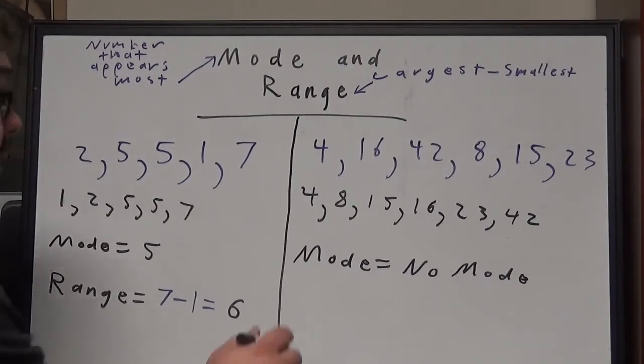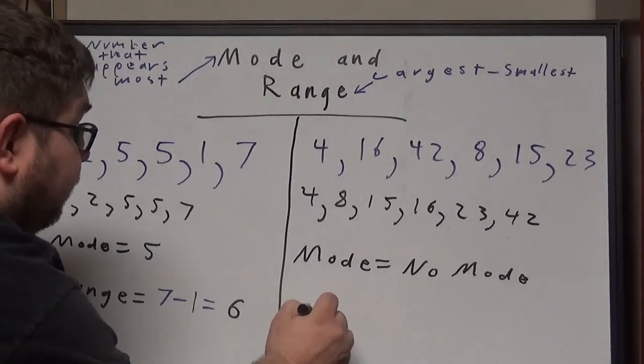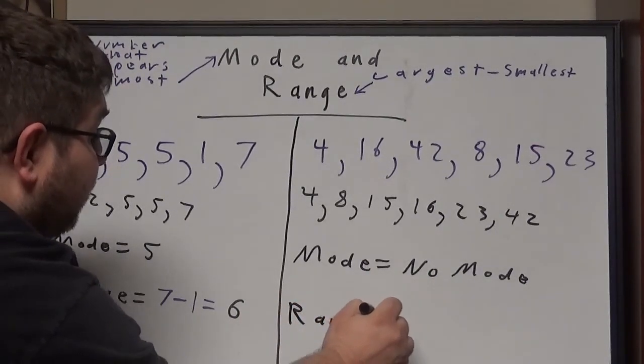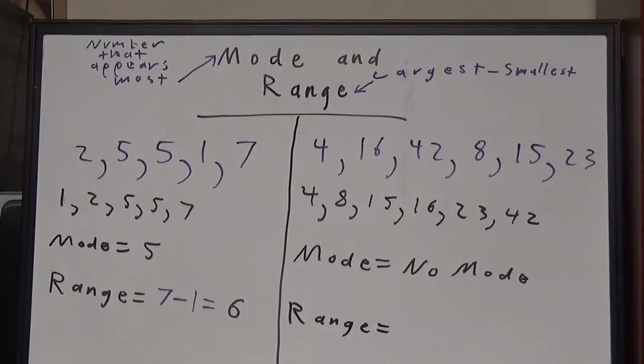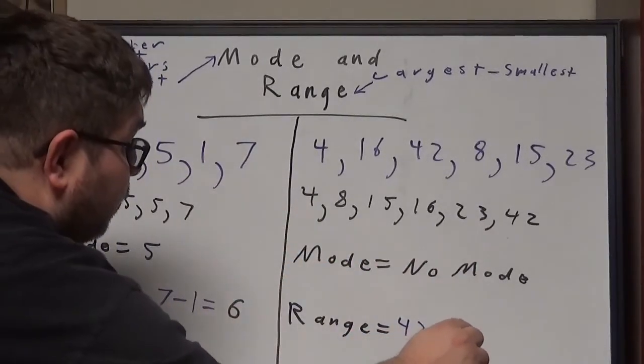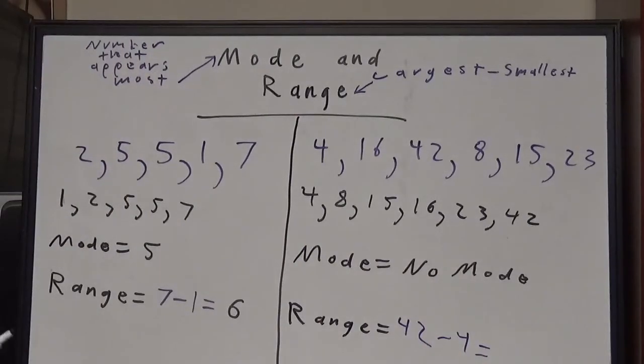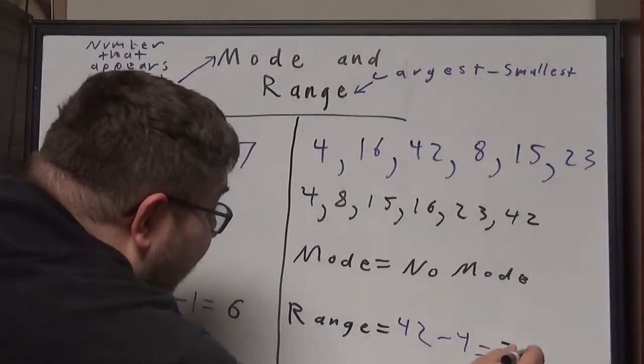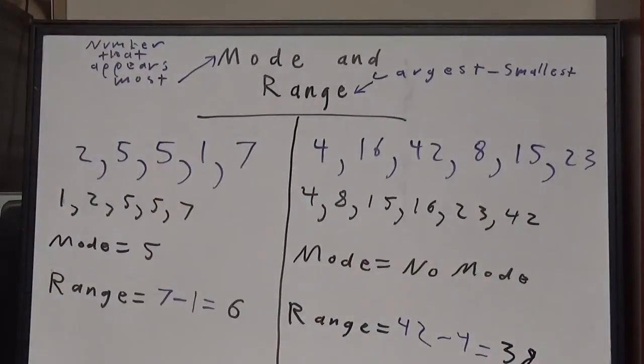Now for range, should be pretty easy. You find the range: take your largest number, 42, minus your smallest number, which is 4. You can put that in any calculator, or do it in your head. If you do it the old school way, you get 38. Hopefully my 8's not too ugly there, but it's a 38. Anyway, that's it. Mode and range are pretty simple.